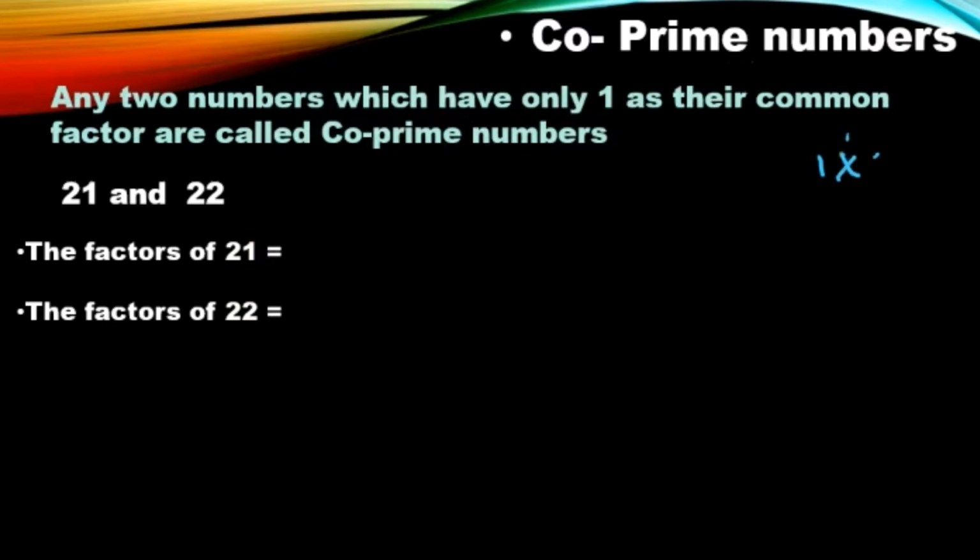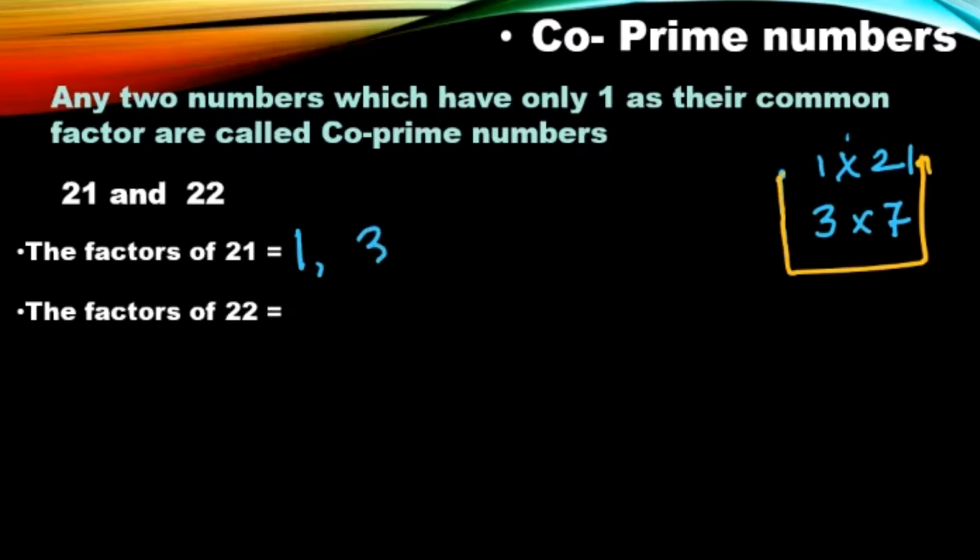And for that, we have to consider all the factors of 21 first. So children, here we got the first pair, 1 into 21, ones are 21. And the second pair we got is 3 into 7. So we will list out these factors, that is 1, 3, 7 and 21.